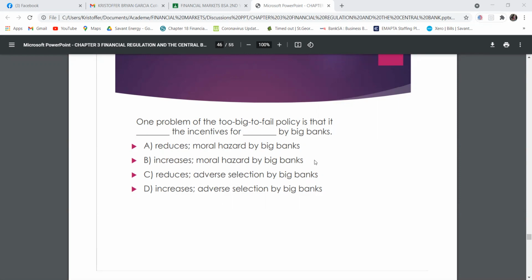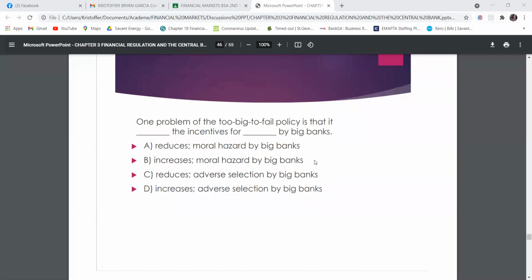Sir, kasi po may nabasa po ako based sa costs and benefits of a too big to fail policy. Ang sabi po kasi sir sa cost, increases incentives of moral hazard by big banks who know that depositors do not have incentives to monitor the bank's risk-taking activities. In addition, it is an unfair policy because it discriminates against small banks. Yun lang po yung sabi sa costs and benefits of too big to fail policy.